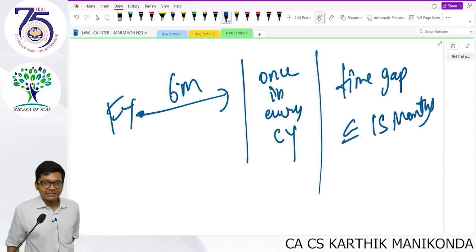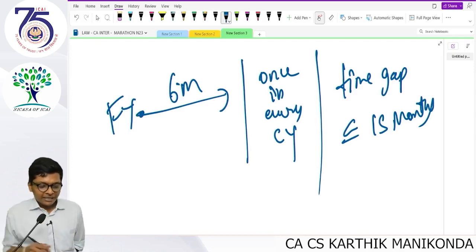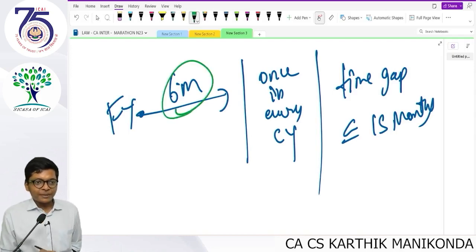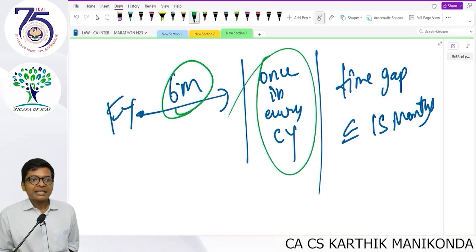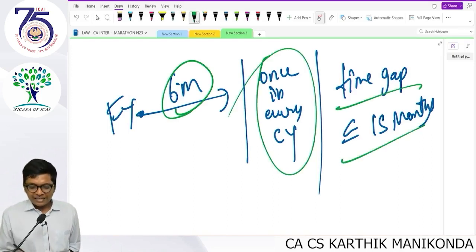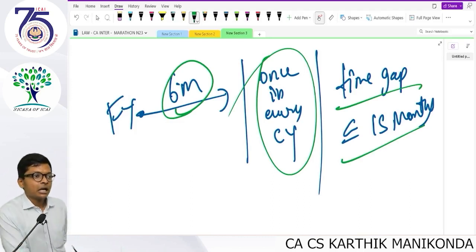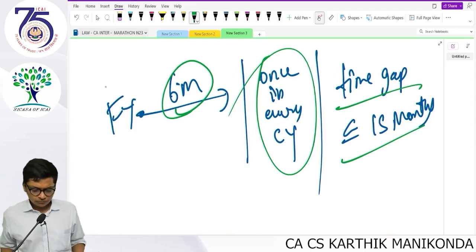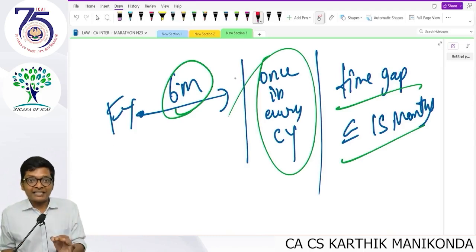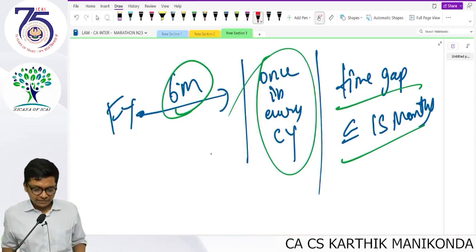Are you following, guys? So let me repeat. From the end of the financial year, AGM should be held within 6 months. It should be held once in every calendar year. Time gap should be less than 15 months. Are you following, guys? Clear? All of you with me? Any doubts? This is about the AGM, when it has to be held. Clear? Can we proceed, guys?